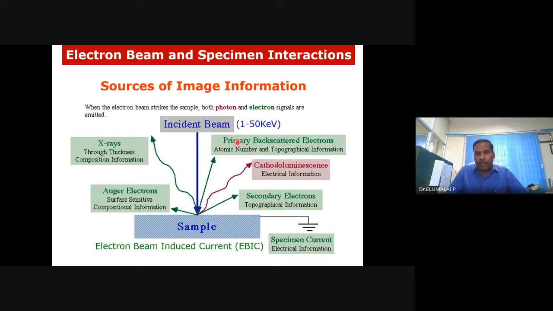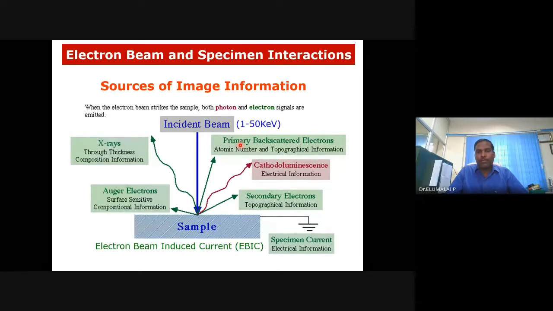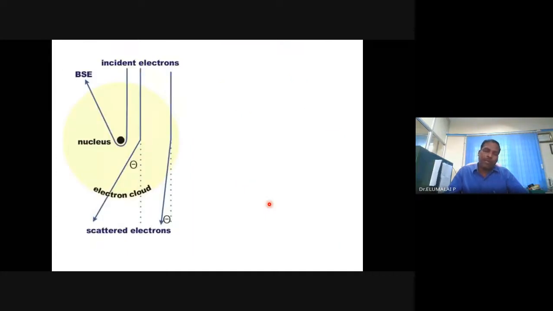So, in the electron microscope, you monitor the intensity of the scattered electrons, or very specifically primary scattered electrons, and the intensity of the secondary electrons, and you'll be able to map the surfaces.